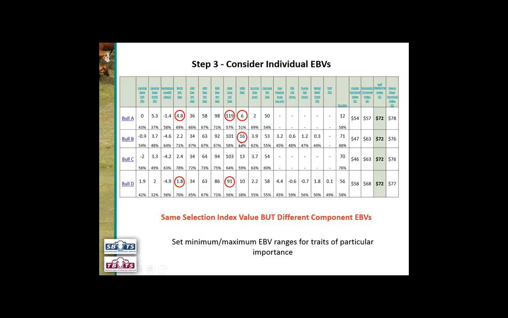Of course, if you are keeping females and you really want to maximise milk, then that would make you decide to go the other way. You would pick the sire, Bull B, with the highest milk.